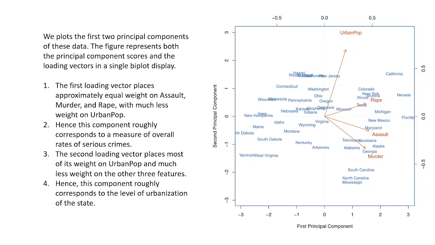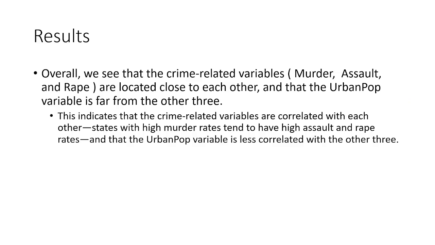And we can also say that these 3 are more related compared to the urban population. But in case of the urban population, it is very, very far away from the other 3, and it has a high value in the second principal component. So we can see that the crime related variables such as murder, assault, and rape are located close to each other, and that the urban population variable is far from the other 3.